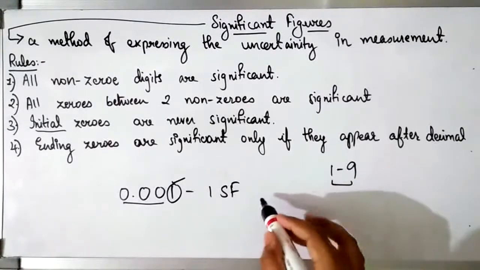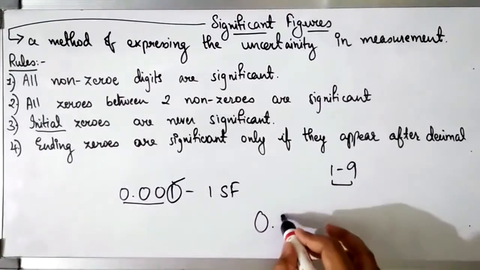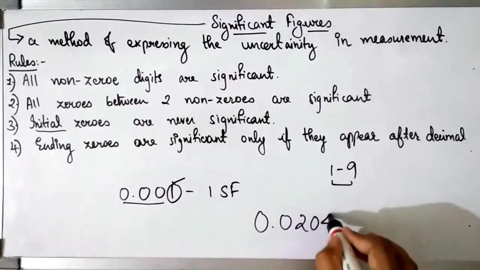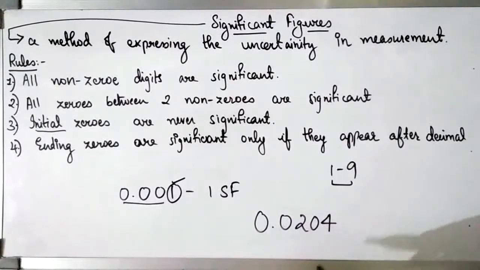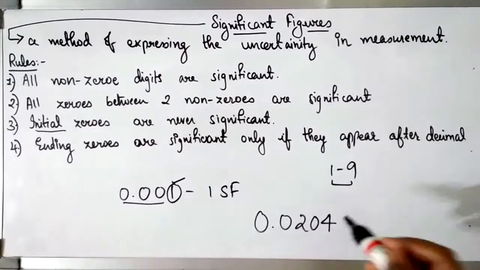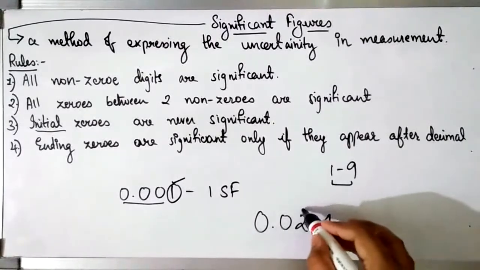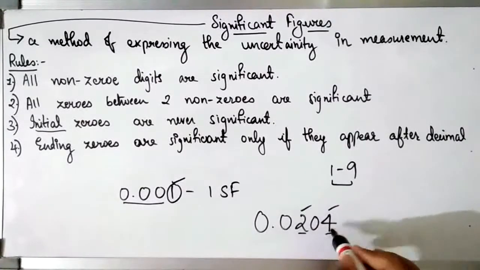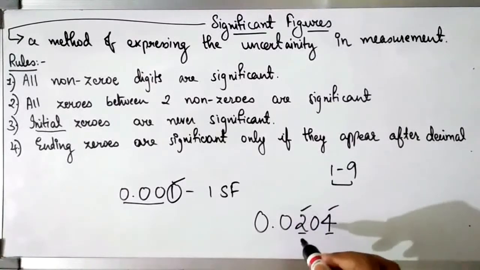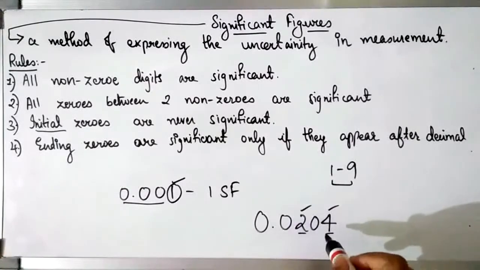Similarly, if I give you something called 0.024, and I ask you how many significant figures are present over here, let's check. First we will say that these 2 and 4 are significant figures because they are non-zeros. So we have got 2 of our significant figures.